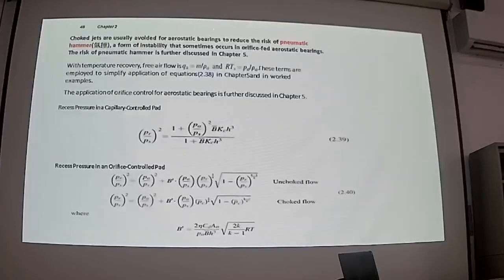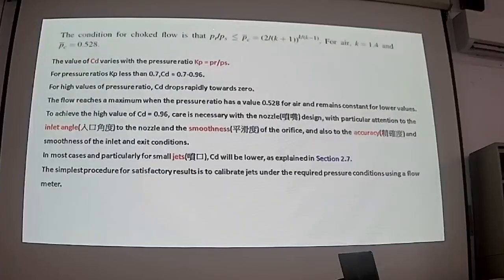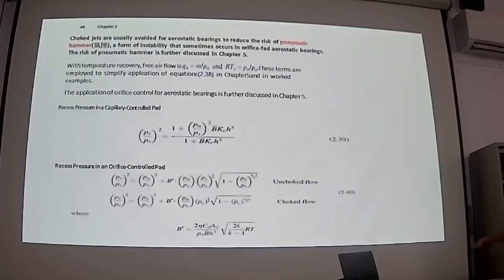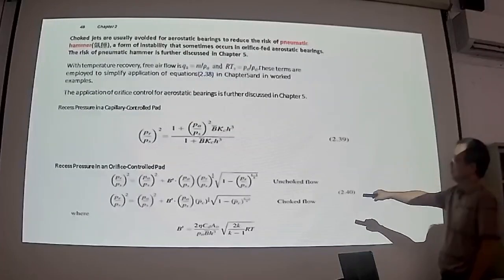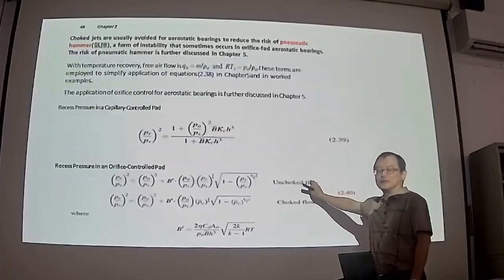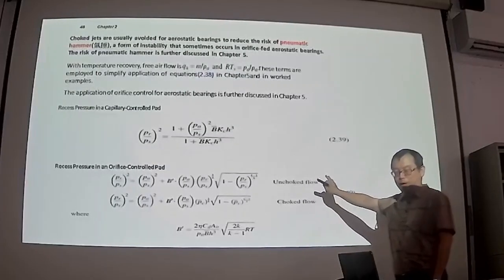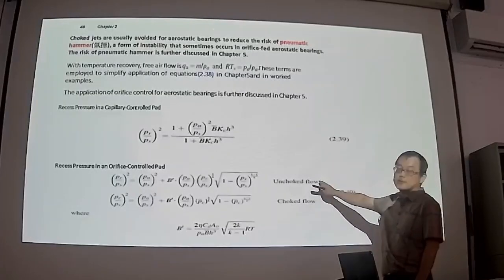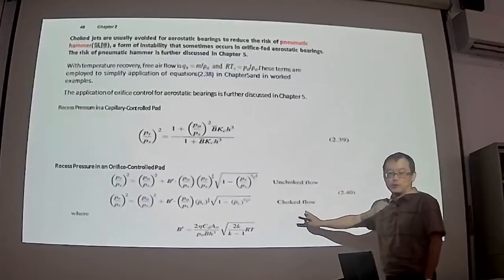So for the chopped flow and unchopped flow: for unchopped flow, you have a guarantee of no numerical hammer in this case. And for chopped flow, you will have the risk of numerical instability.